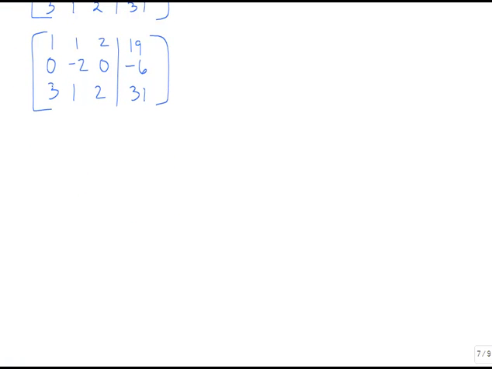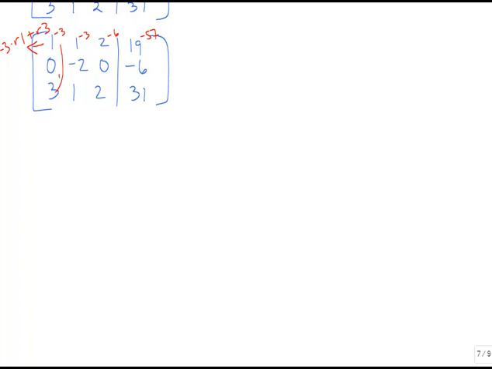I want to get another 0 below it, so I want to turn this 3 into a 0. And you should always be able to do that by using the 1 up above it. So we're just going to multiply this row 1 by the opposite of the number we're trying to get rid of. So if I want to get rid of 3, then I need to multiply by negative 3, and I'm going to add that result to row 3. So let's multiply this entire top row by negative 3. So I'm going to get negative 3, negative 3, negative 6, and 19 times negative 3 is negative 57.